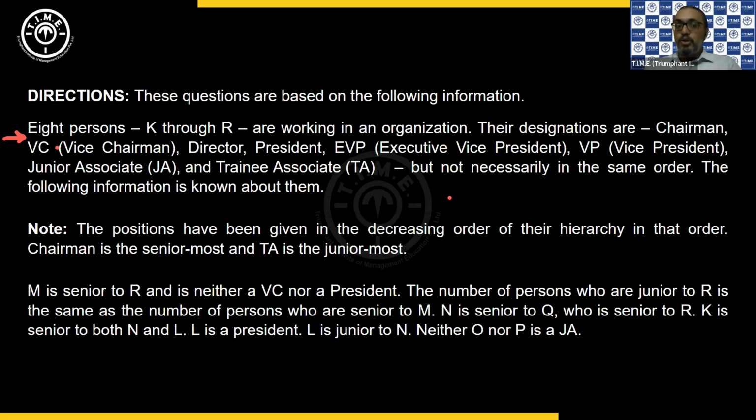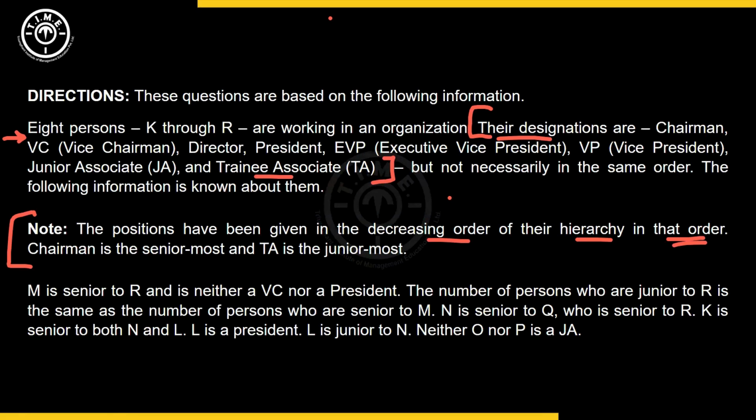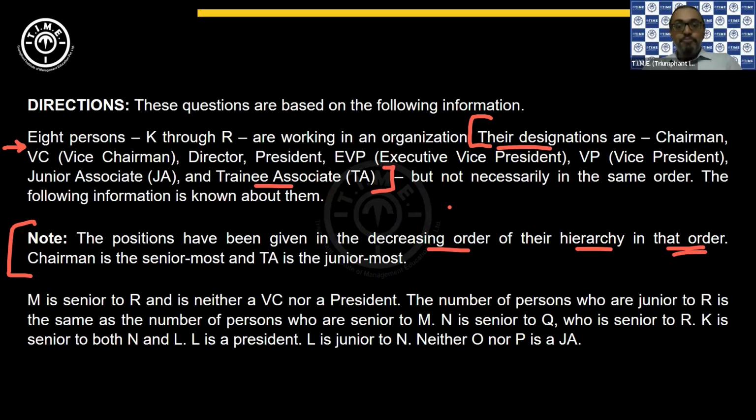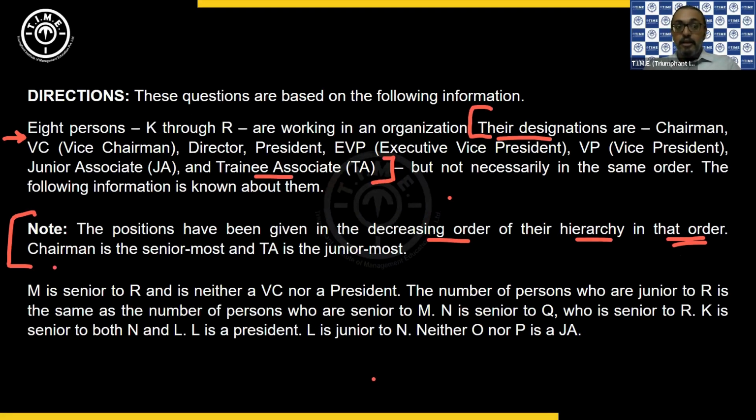So this one is also an important question. You had 8 persons and their designations. I'm sure you have come across this model, but here the note is important because it says the positions have been given in the decreasing order of their hierarchy. In that order, chairman is the senior most, and TA, that is trainee associate, is the junior most. So fix the designations first from chairman to trainee associate. Then based on the information, you can fix the persons. Please do try this as well. This is a regularly occurring model.